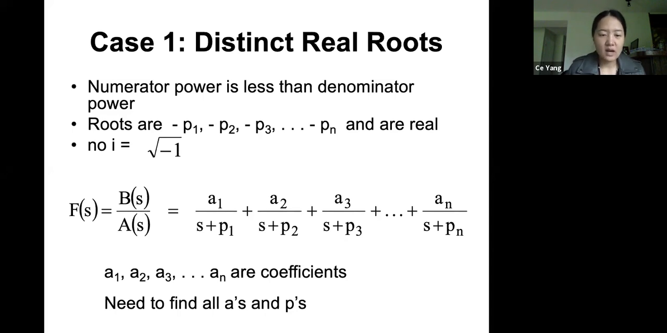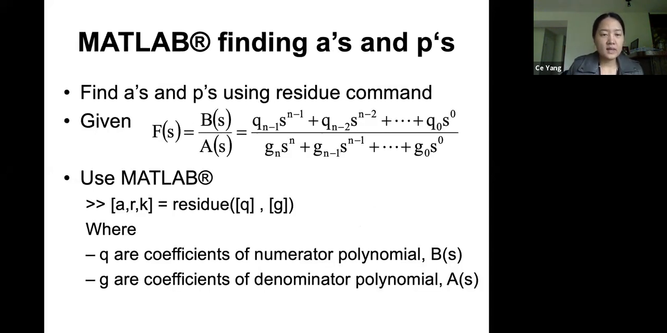Here A1, A2, A3 to An are the coefficients, and we need to find all A's and p's in this case. We can use MATLAB by writing F(s) in the form B(s) over A(s), polynomial over polynomial. We can use the MATLAB command residue with two inputs, first input Q and second input G. As we can see, Q are the coefficients of the numerator polynomial B(s), and G are the coefficients of the denominator polynomial A(s).